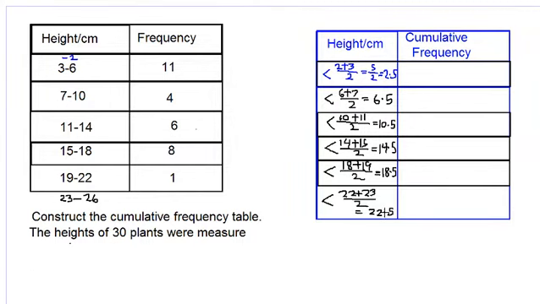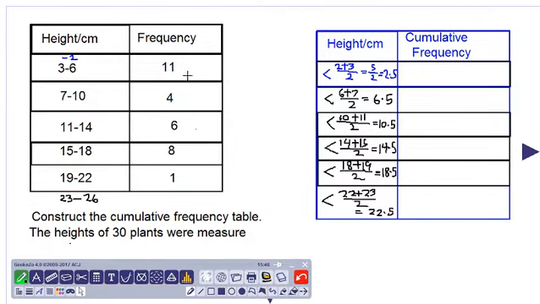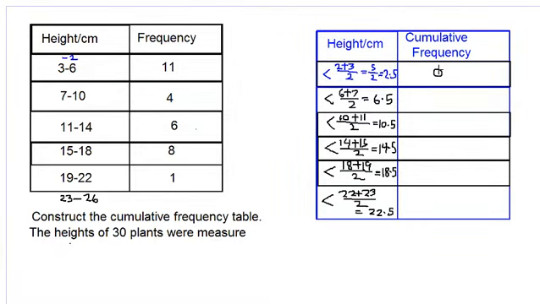So we have completed our left-hand column. Less than 2.5, less than 6.5, less than 10.5, less than 14.5, less than 18.5, less than 22.5. So we are now adding up the frequencies, and we look at our frequency table and we ask ourselves how many plants are less than 2.5 centimeters tall, and the answer is 0. So we put a 0 here. We always start with 0 in our cumulative frequency table.